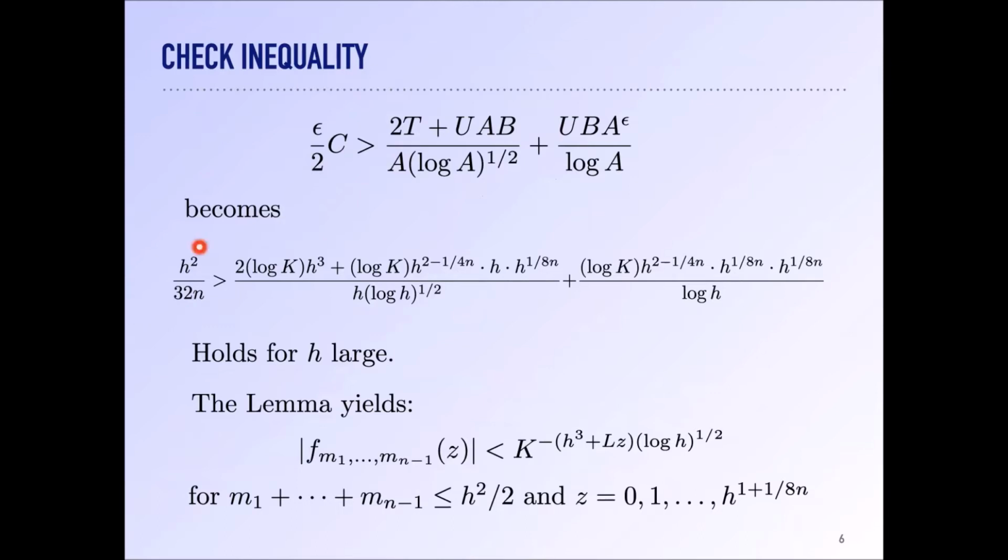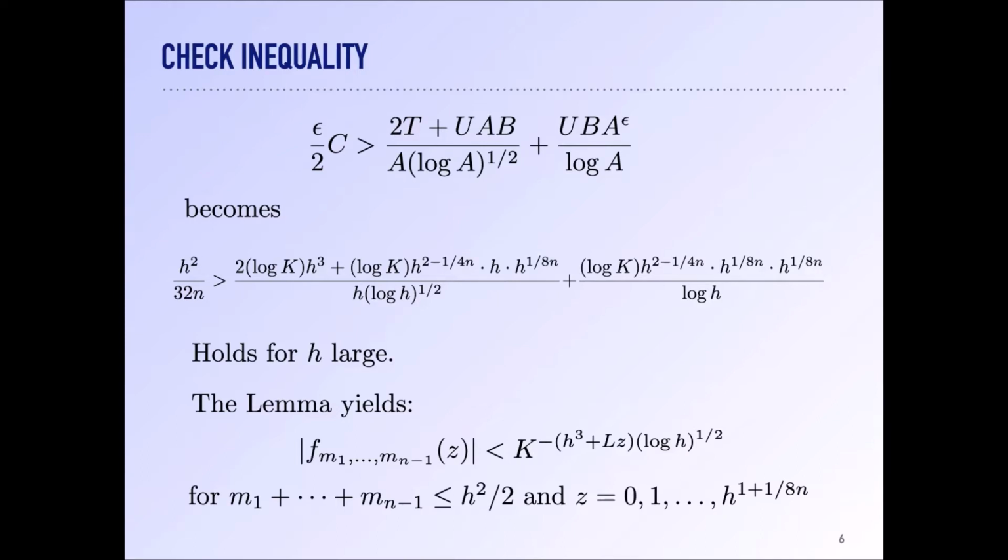The left side is on the order of h squared. The right side is on the order of h squared divided by log h to the 1/2. So there's an h cubed here, and an h log h to the 1/2 here. You get h squared over log h to the 1/2. So the point is you can take h sufficiently large that the left side is bigger than the right side. So this holds for h large.